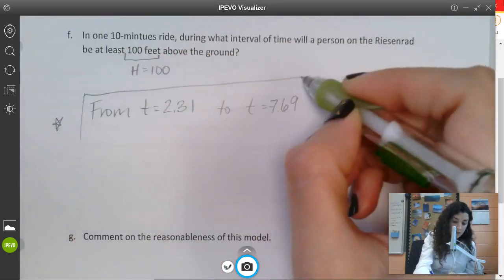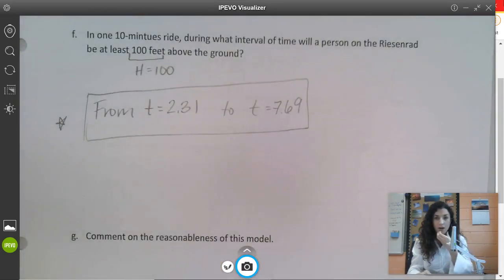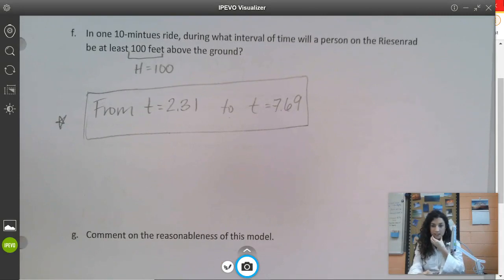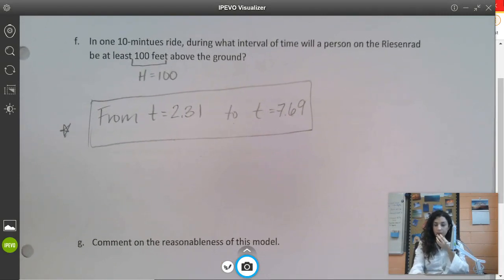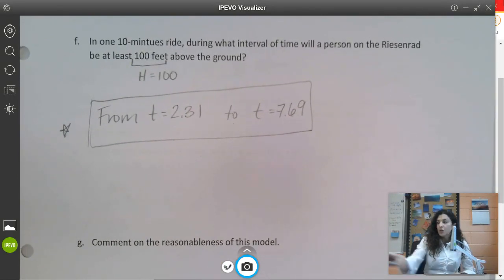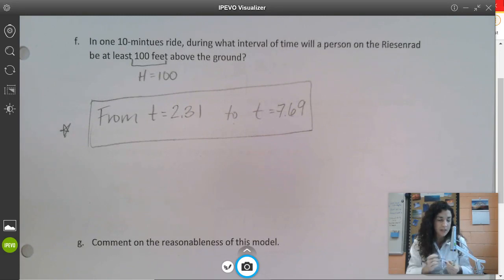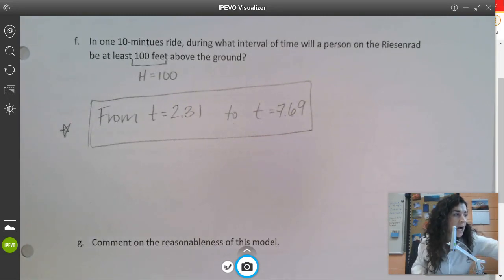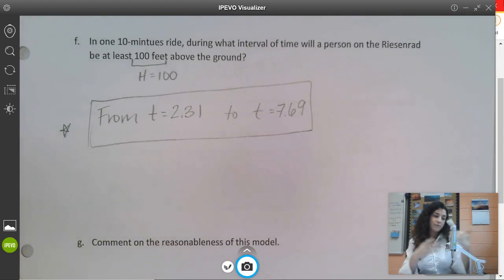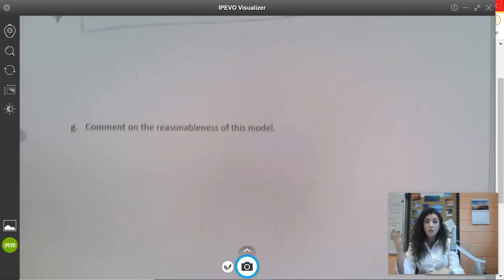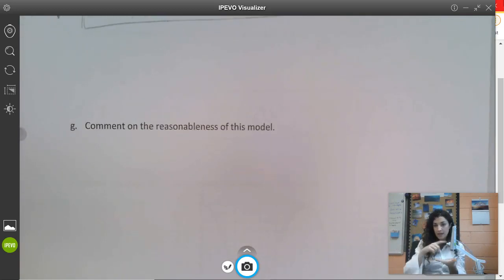It says comment on the reasonableness of this model. And so when it asks about reasonableness of models, what the IB wants you to do is poke holes at this. If they say comment on the reasonableness of this model, it means that there's probably something unreasonable about this model. And so think about, first of all, the shape. Is the shape representing the general idea? And the answer is yes. The shape of this model represents the idea of this.